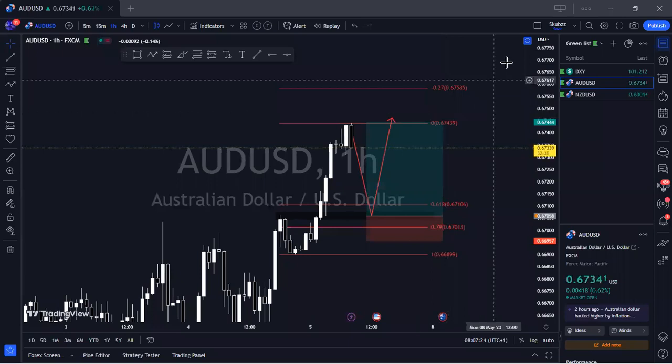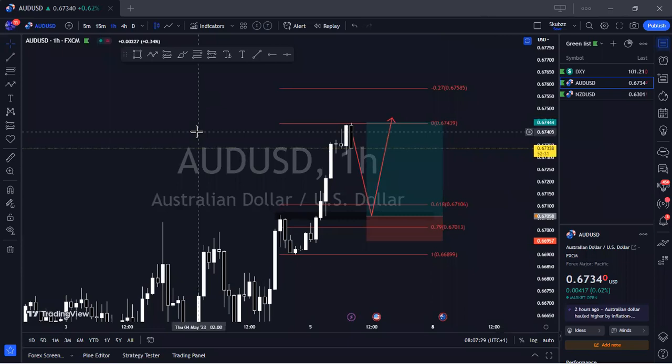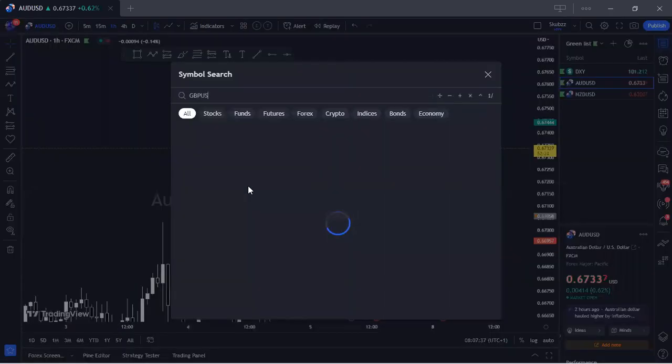Okay. So if there's no pair you guys want us to take a look at, then we'll call it a session. Check GBPUSD? Okay, cool. Let's take a look at GBPUSD.